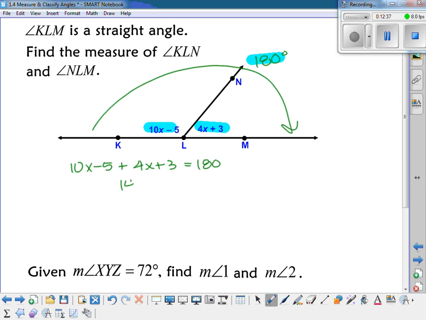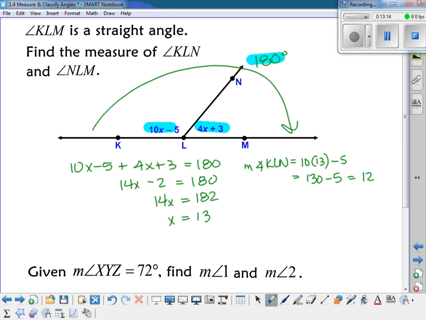Combining like terms, I have 14x minus 2 is equal to 180. Then I add 2 to both sides. 14x is equal to 182. And then finally, dividing by 14, I get that x is equal to 13. So now I go back and I plug that in for angle KLN. It's going to be 10 times 13 minus 5, so that's 130 minus 5, or 125. So this angle here is 125 degrees.